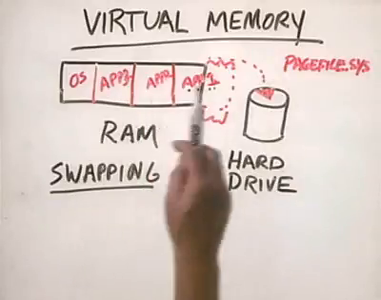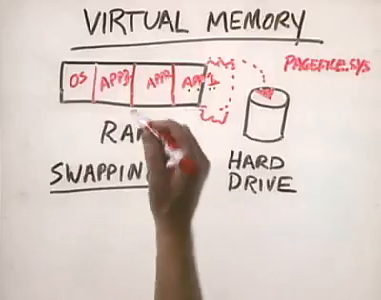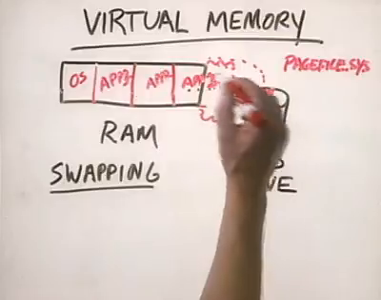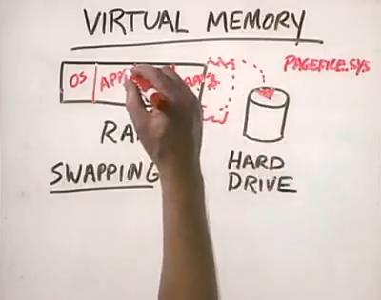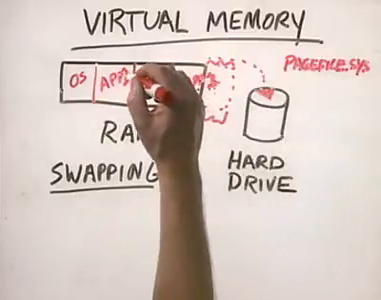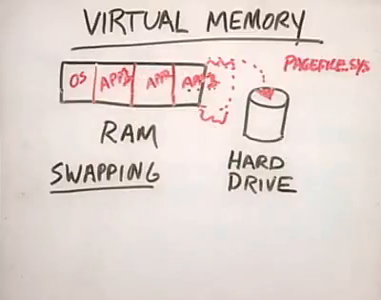Then, when we need to use app 1 again, and we switch to it, we can take app 3 and put its memory requirements back onto the hard disk drive. And we can bring app 1 out of the paging file over here and load it back into physical RAM.